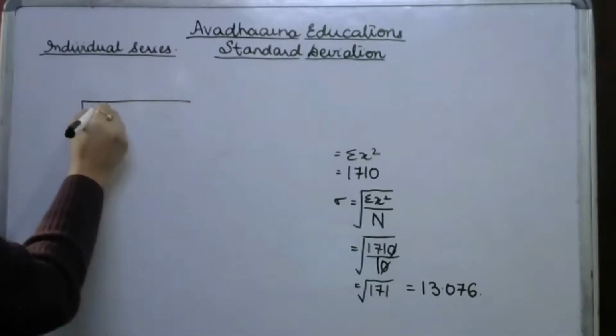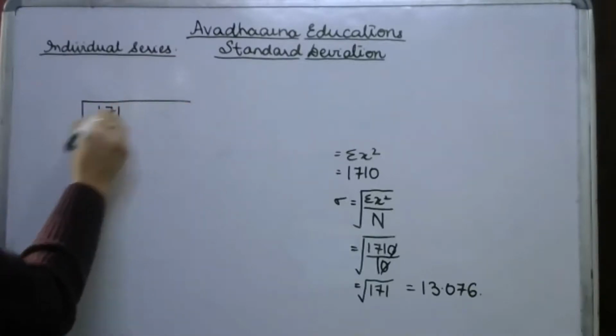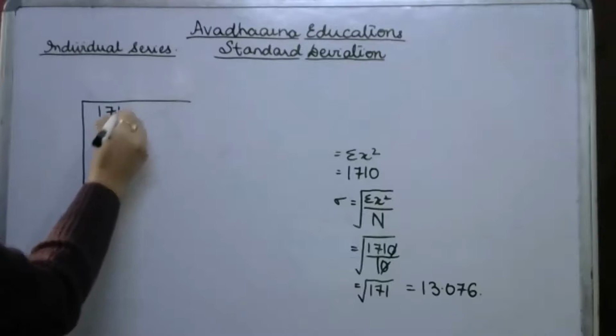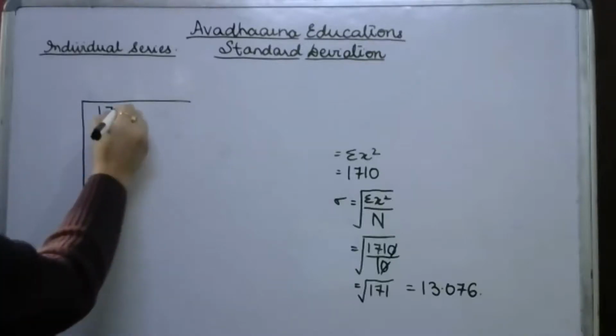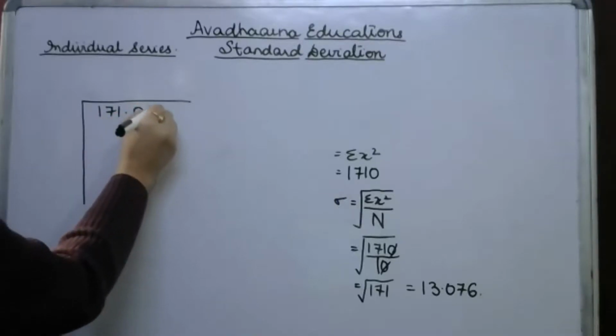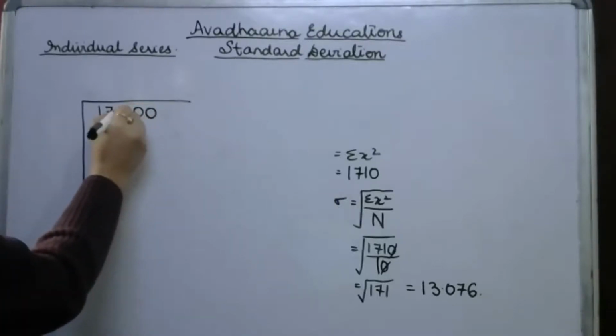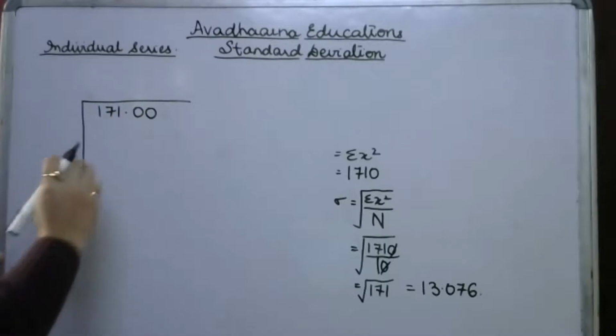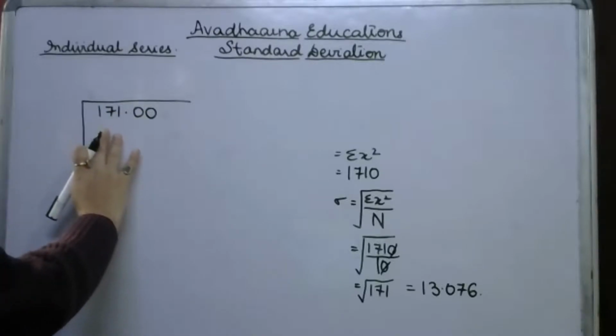See, 171, it's a whole number. That means its decimal part is 0. Fine, its decimal part is 0. So let me write 0 0 in the decimal part. Fine. फिर हम क्या करते हैं बेटा, हम नंबर की पेयरिंग करते हैं.